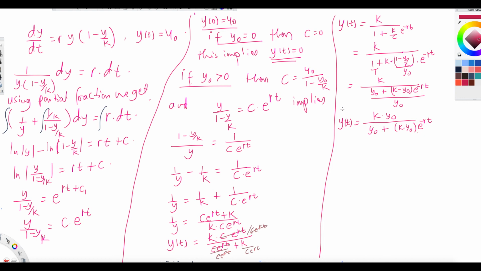Now, what happens if t tends to infinity? When t tends to infinity, if r is positive, and I'm assuming r is positive there, then t tending to infinity will give you e to the negative infinity. That will be 0. So k minus y0 times 0 will be 0, and y0 and y0 will cancel out. So when t tends to infinity, y of t will go to k. What does that mean? That means in the logistic equation, in the long run, the population will go to the carrying capacity. We saw that actually, because y equals k was the stable equilibrium, right?